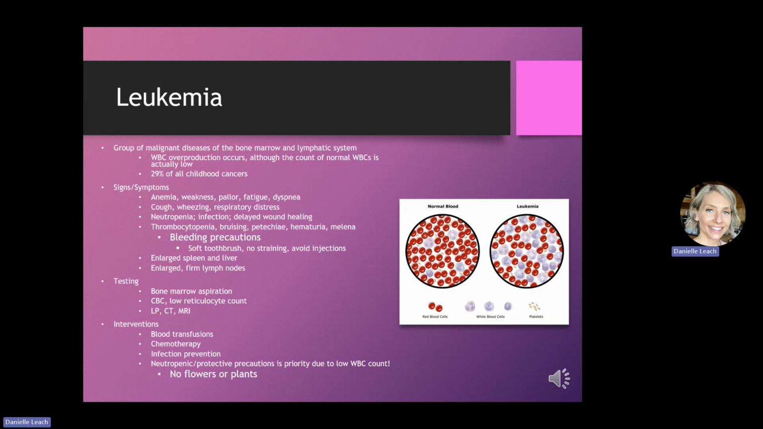Intervention-wise, they could need blood products transfused, depending on what they are low on. Chemotherapy could be ordered to suppress production of these abnormal cells. Of course, we want to prevent infection for these children, and they may be on neutropenic precautions if their ANC is less than 500. So no flowers or plants, no sharing a room. Everyone needs to wear a mask around them.